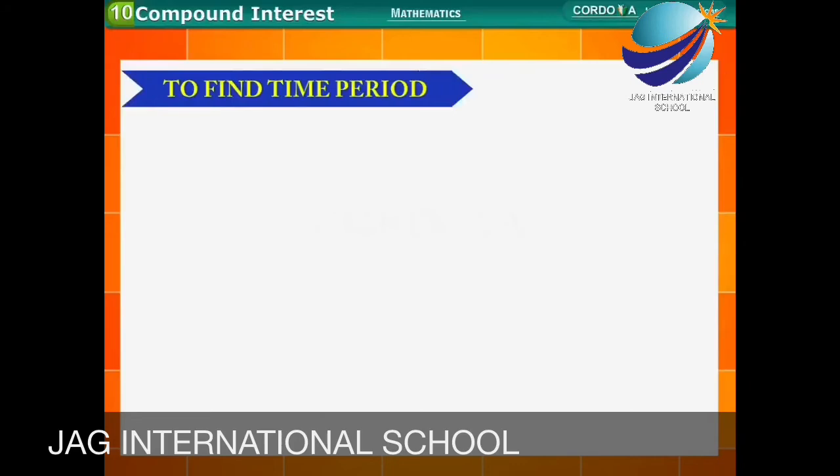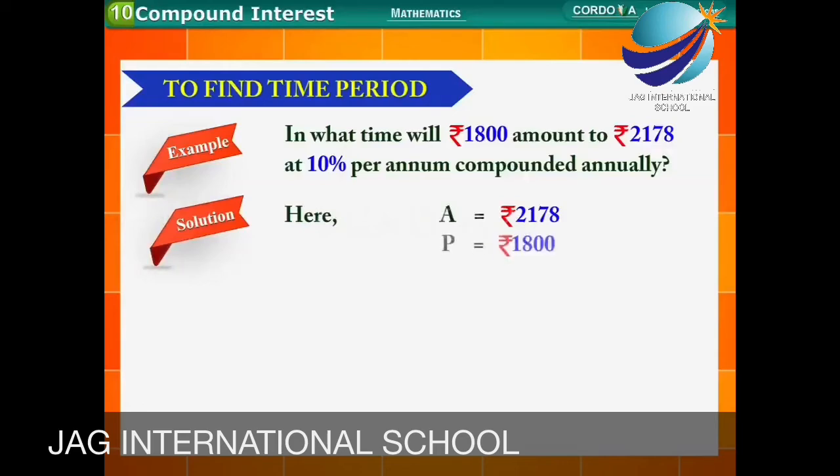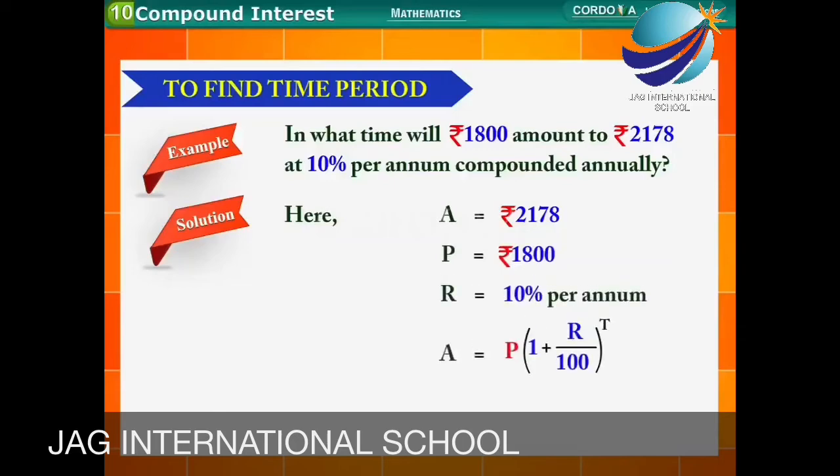To find time period. Example. In what time will Rs 1,800 amount to Rs 2,178 at 10% per annum, compounded annually? Solution. Here, A is Rs 2,178, P is Rs 1,800, R is 10% per annum. A is equal to P into (1 plus R upon 100) raised to the power T. This implies 2,178 is equal to 1,800 into (1 plus 10 upon 100) raised to the power T.